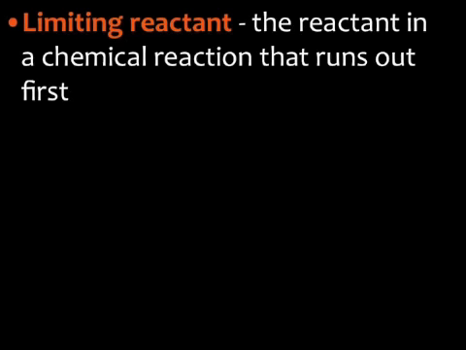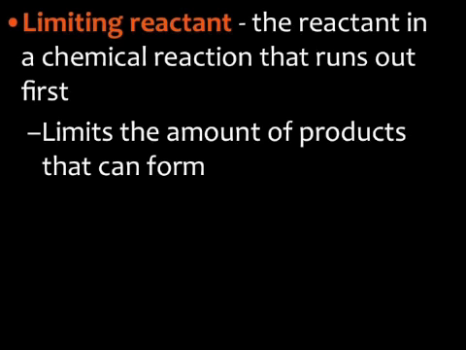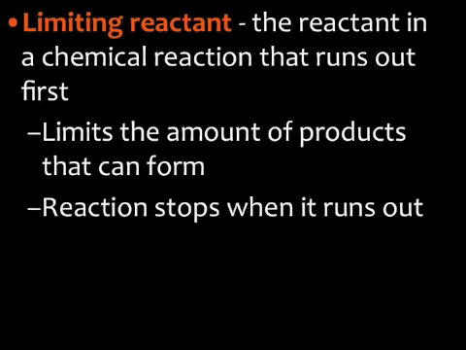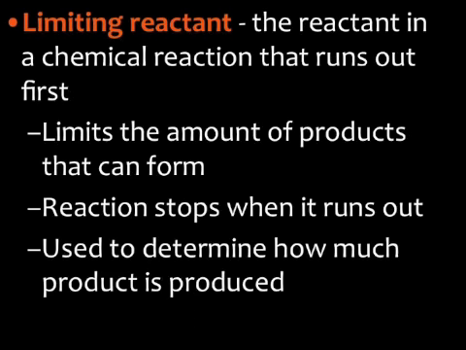So in a reaction, the limiting reactant is the one that runs out first. When you have your reactants, whether there's 2 or 3 reactants, one of them is going to run out before the others. What happens when that runs out is it limits the amount of products that can form. So the limiting reactant limits how much product you can make. When that limiting reactant runs out, the reaction stops.